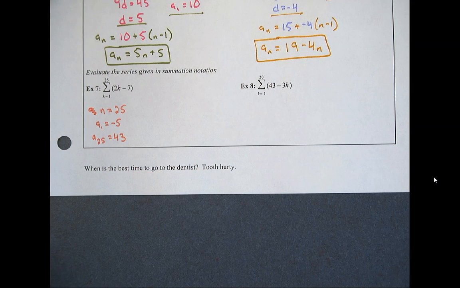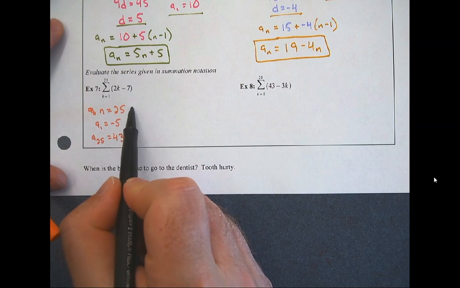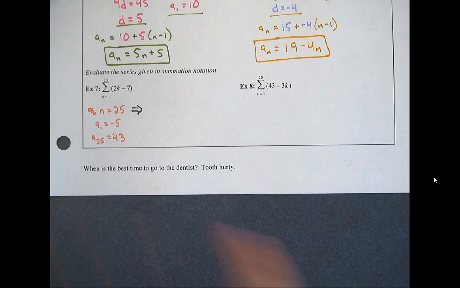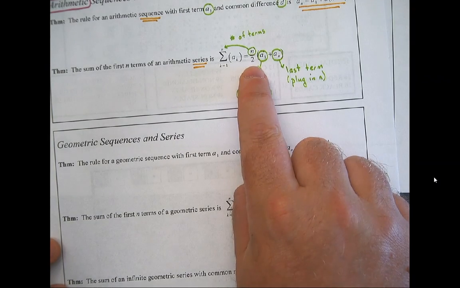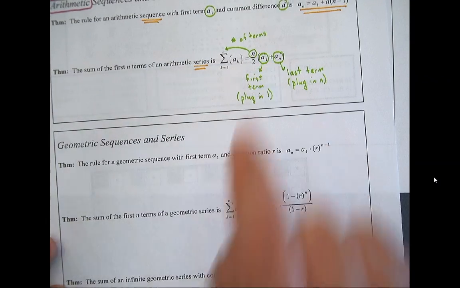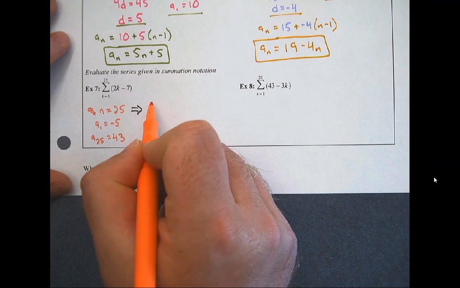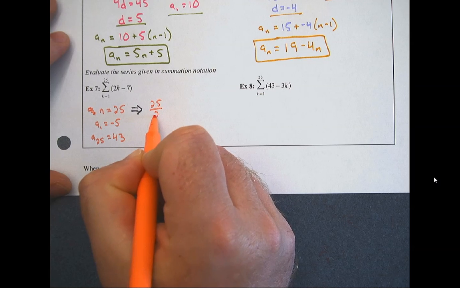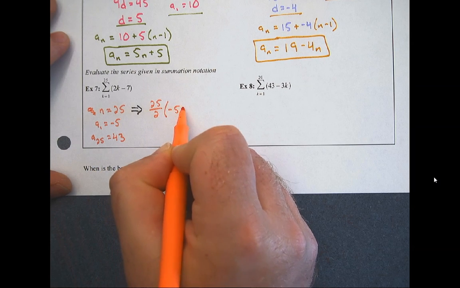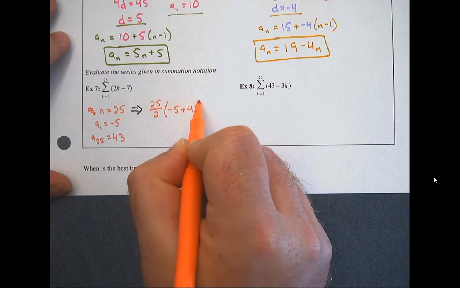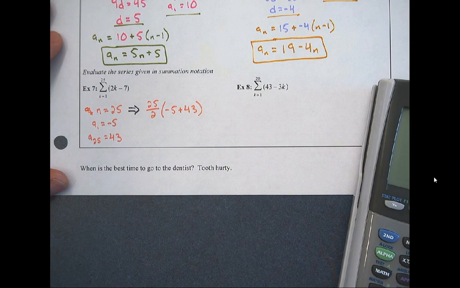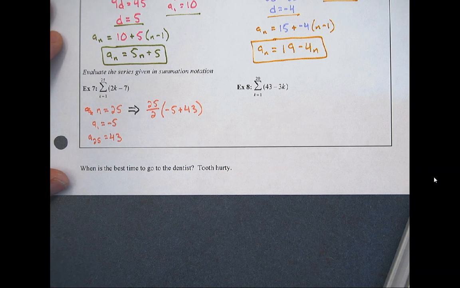Now I'm going to take these values. I'm going to plug them and chug them into my formula. So my formula is, what is it again? N over 2 times the quantity a sub 1 plus a sub n. So my sum would be number of terms, 25 over 2 times the quantity of the first term plus the last term. Grab your calc. 25 divided by 2 times the quantity of negative 5 plus 43 ends up being 475.